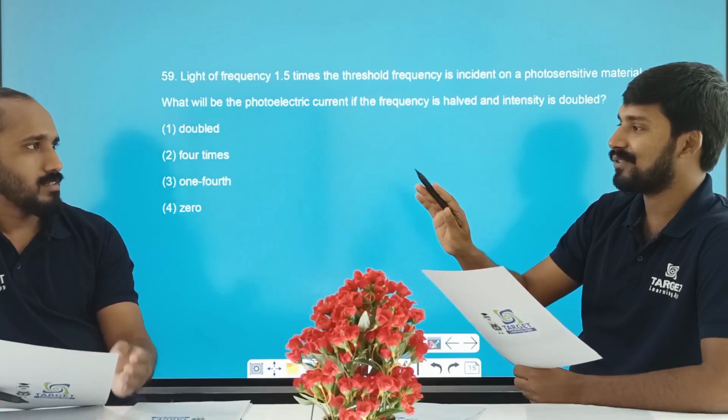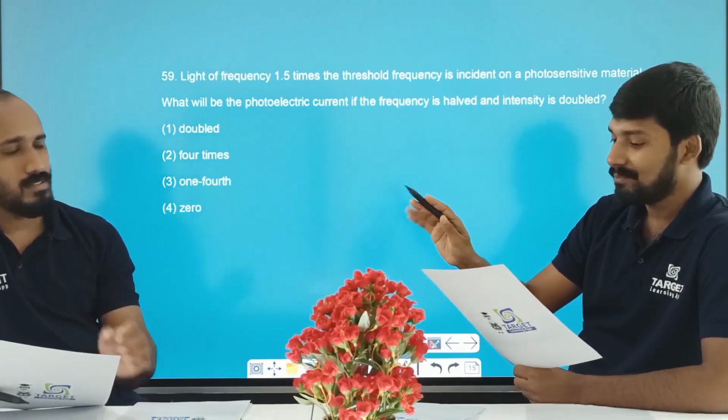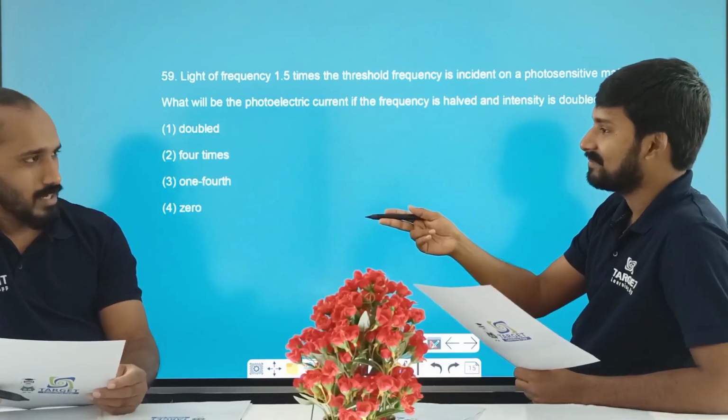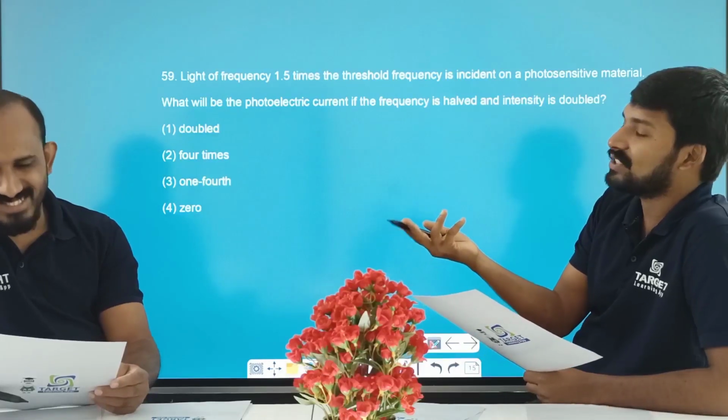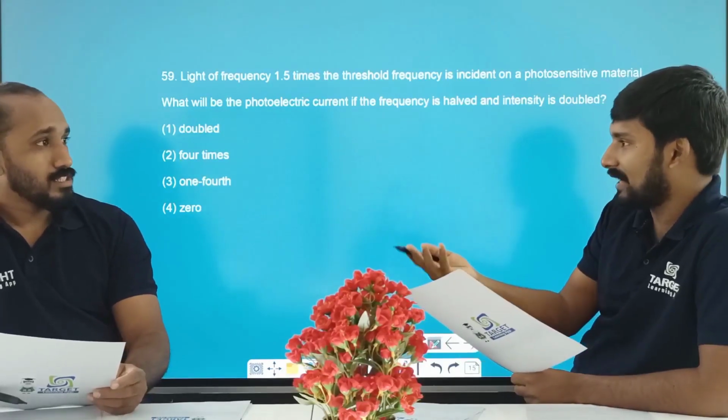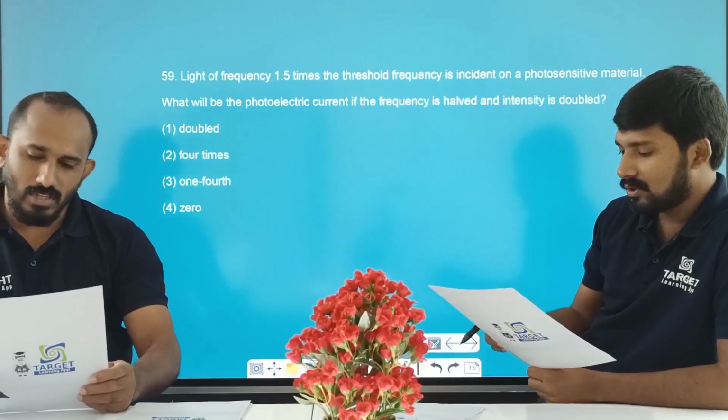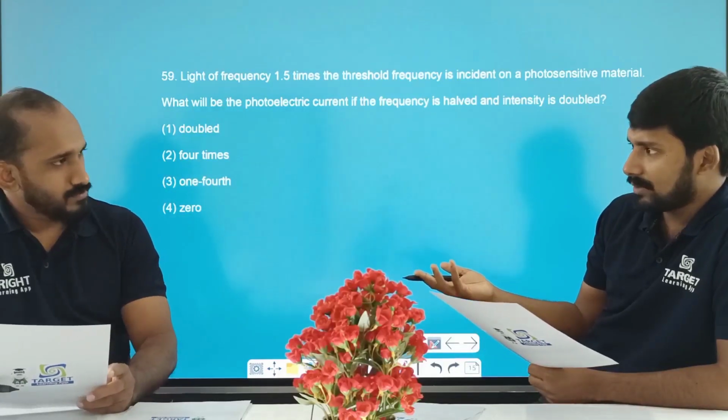That's below the threshold frequency, so there is no photoelectric emission. But they increase the intensity. Students may get confused, but intensity does not determine whether photoelectric emission takes place; frequency does. So no photoelectric emission occurs, and there is no current.